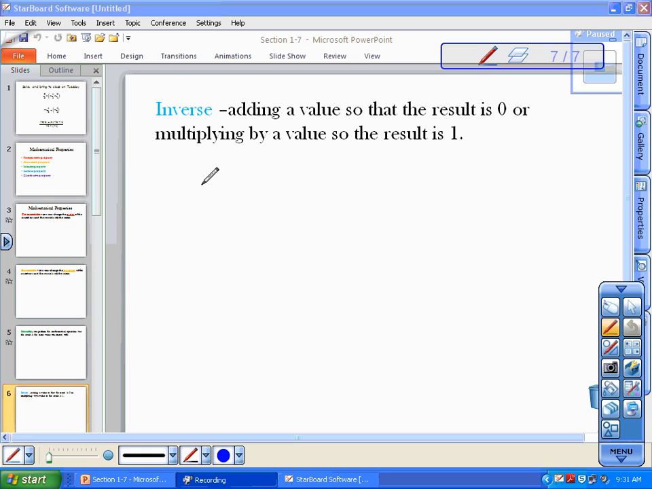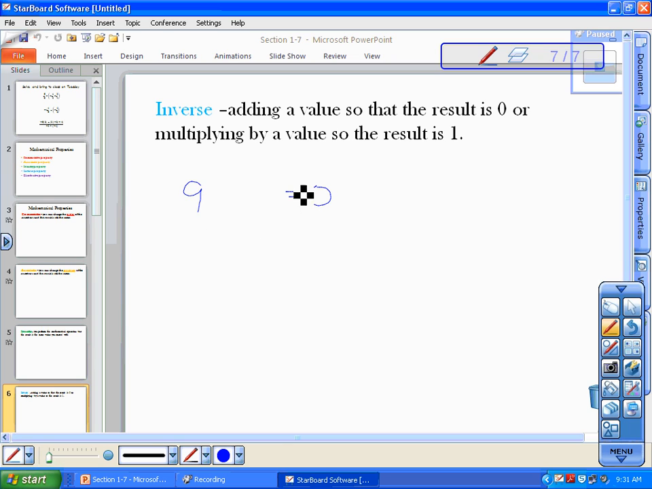So say, for example, I start with the number 9, and I really want the number 9 to become 0. So the question is, what am I going to add to the number 9 to get it to equal 0? And in this case, that missing number would be its opposite, so -9. 9 plus its opposite value will always equal 0.